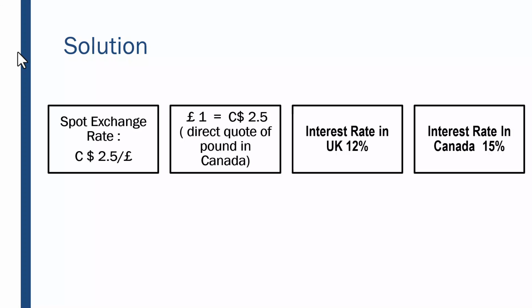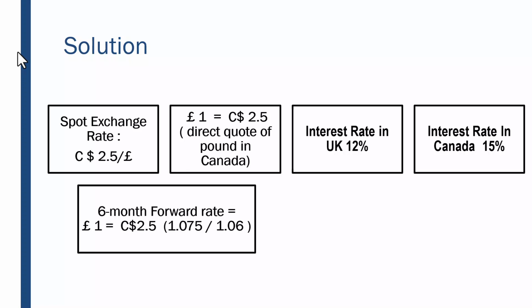Now, interest rate in UK is 12%, interest rate in Canada is 15%. So, which means that this is the 6-month forward rate. How you are going to do is, you are going to take the rate 1 pound. The rate was 2.5. This rate is how much? Canadian dollars. Okay.